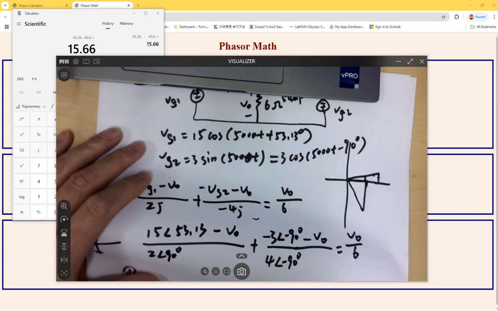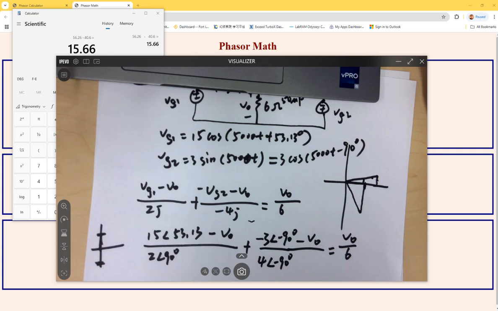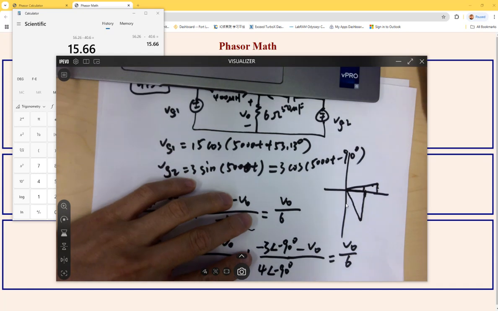Okay, that's everything about this problem, I think. So there's part B is asking for the angle. I think it's already done pretty much.